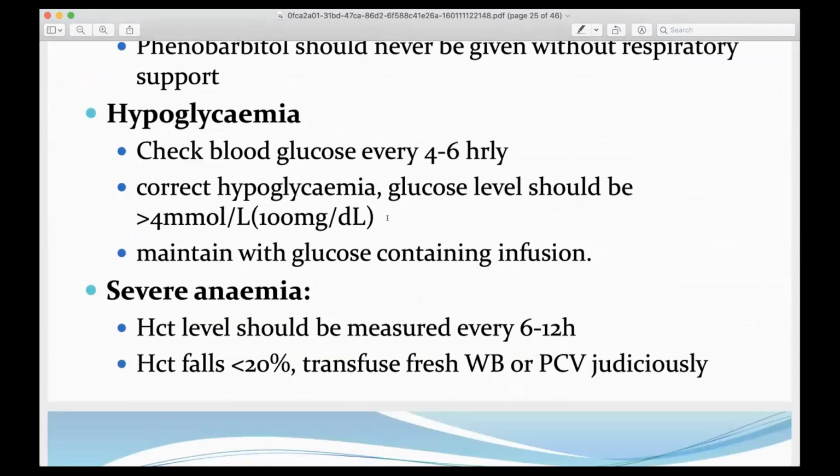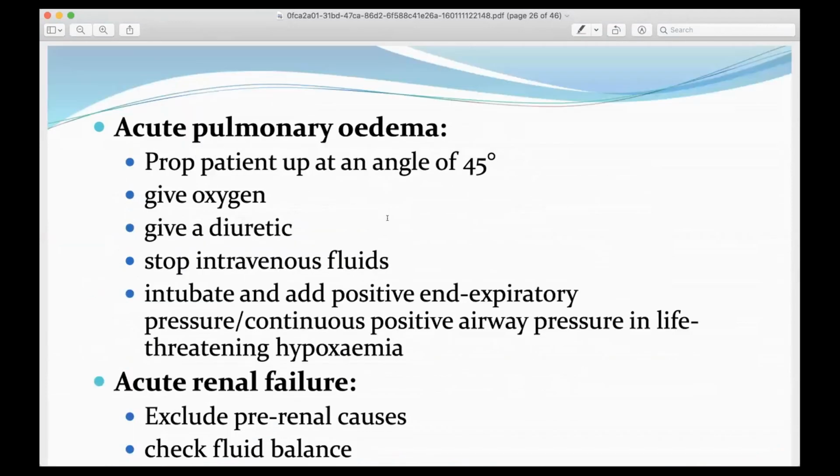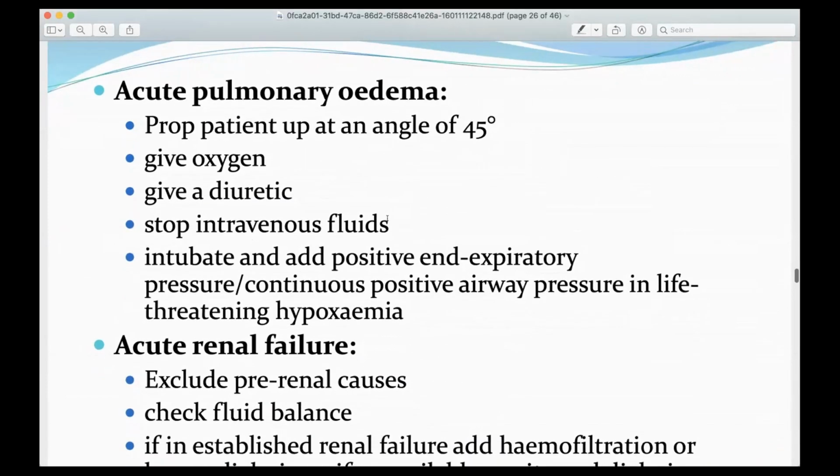And severe anemia, if hematocrit is less than 20, then you have to give either packed cell or whole blood, which is available. And acute pulmonary edema, then treat according to that, as you treat a patient of ARDS: propped up at 45 degrees, give oxygen, give diuretics, stop intravenous fluid, intubate, ventilate.